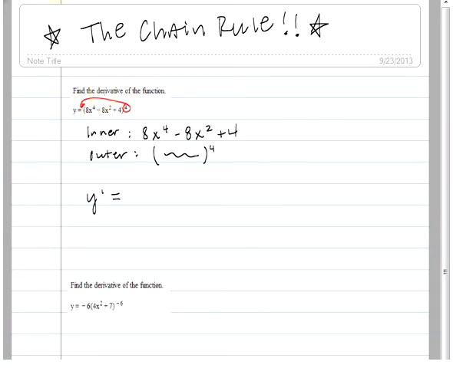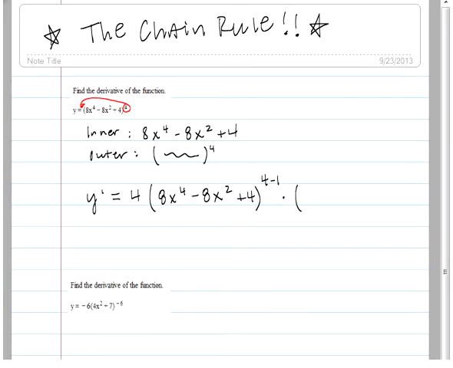So that's what we're going to do when we apply the chain rule. We're going to bring that power down in front. We're going to leave that inner function alone, so I'm just going to rewrite it. And then we're going to decrease that exponent by 1. And then the chain rule says, once you've taken the derivative of the outer function using the power rule, then multiply by the derivative of the inner function. So we're going to multiply by the derivative of the inner function.